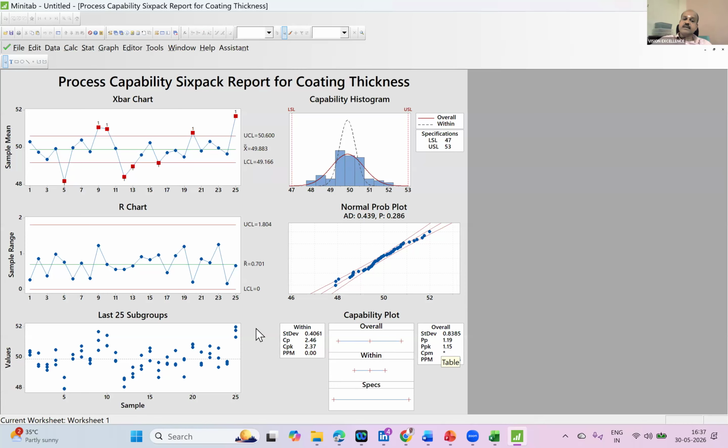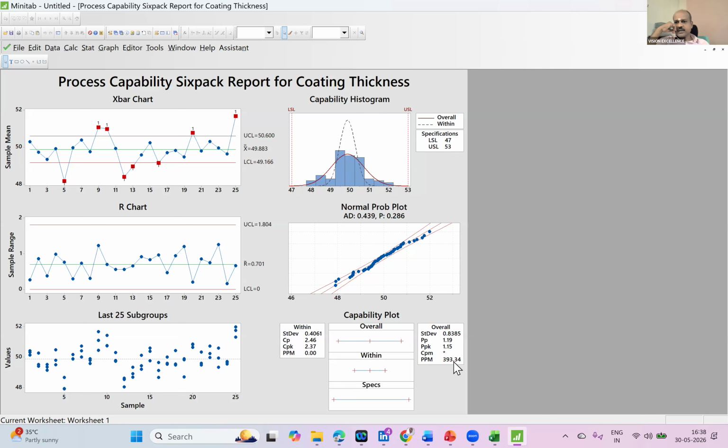What is the significance? If you look at the ppm for short term, ppm is how much? Parts per million? 0. 0, no rejection. In short term, rejections are not possible. But in long term, imagine how much ppm is expected. 393. But what is short term? What is long term?